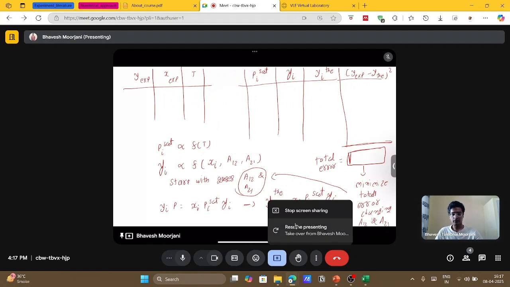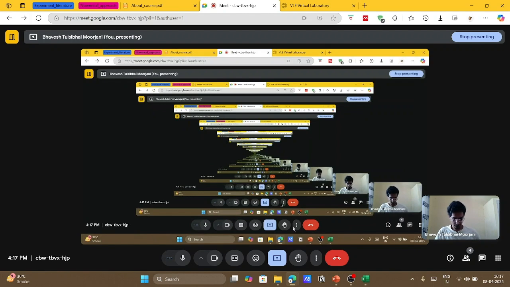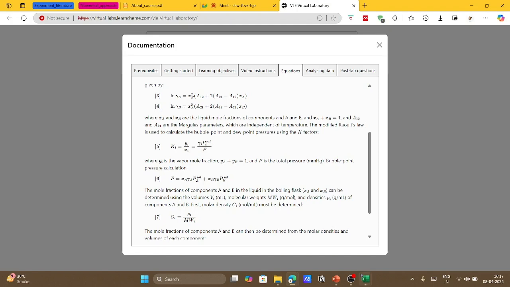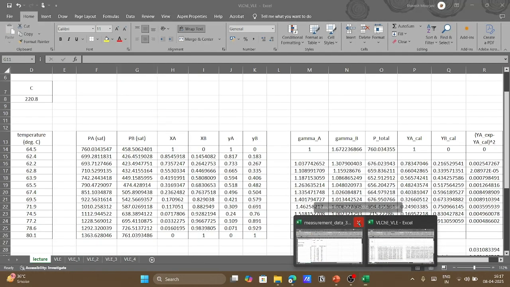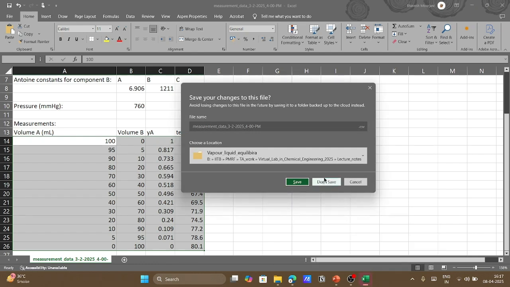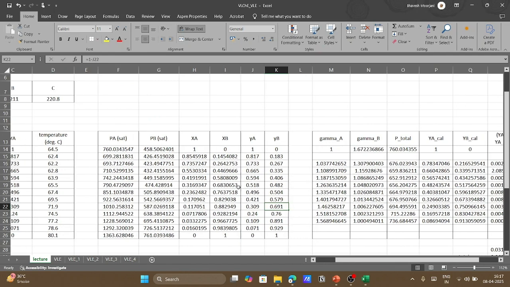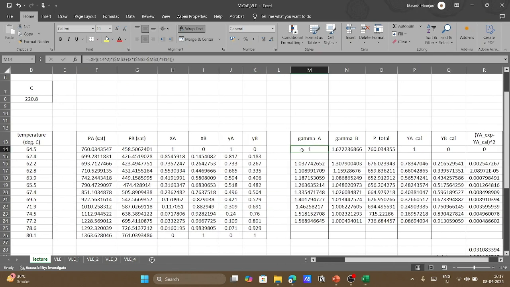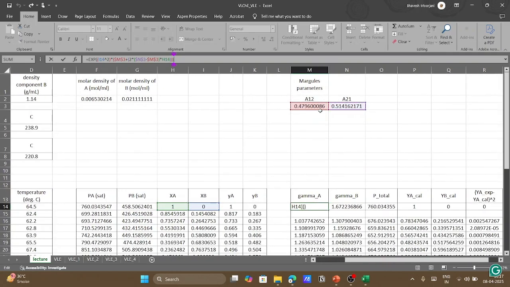So again, let's resume back to our calculations. So we calculate the gamma. This gamma is initially based on some guess value. So currently 0.47 and 0.51 are selected as values.